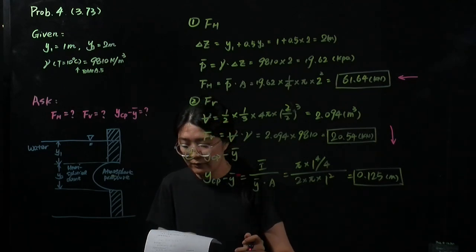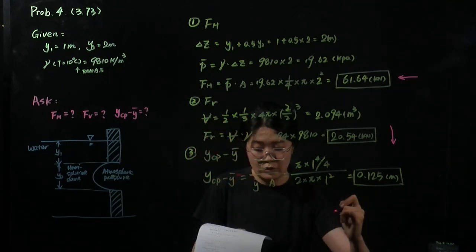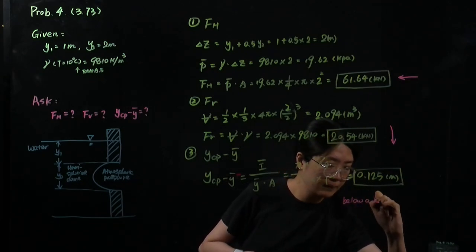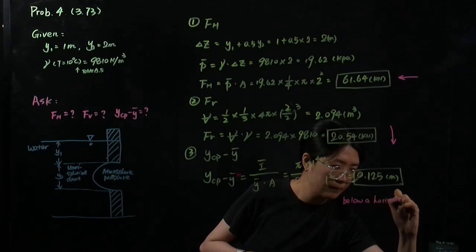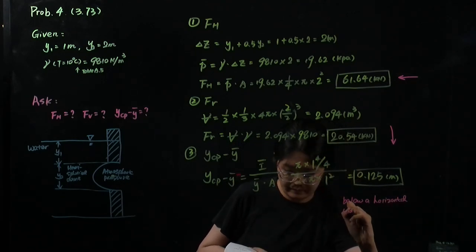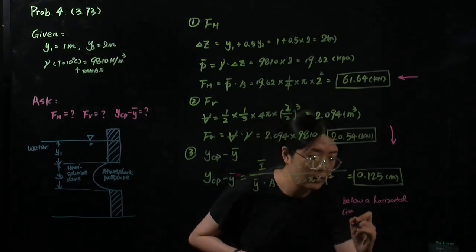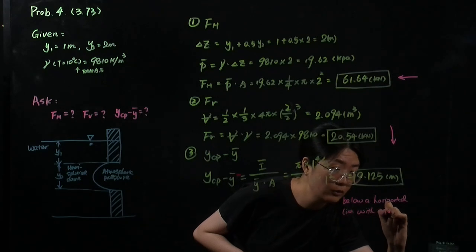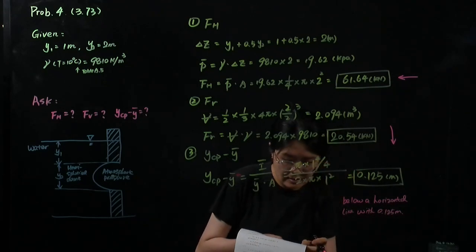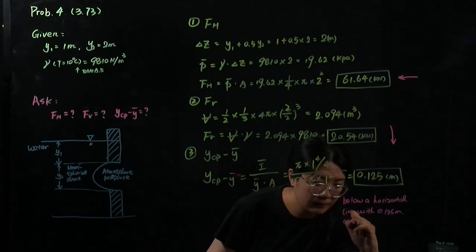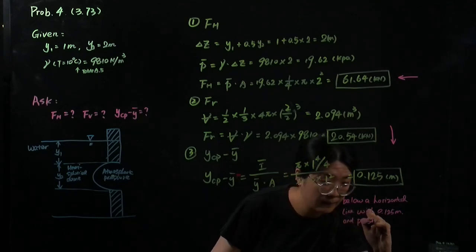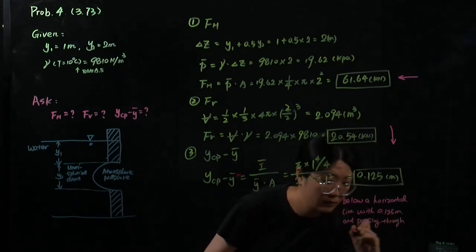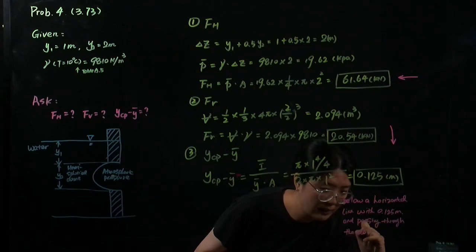So the location of the center of pressure should be below a horizontal line with 0.125 meter, and passing through the dome center.